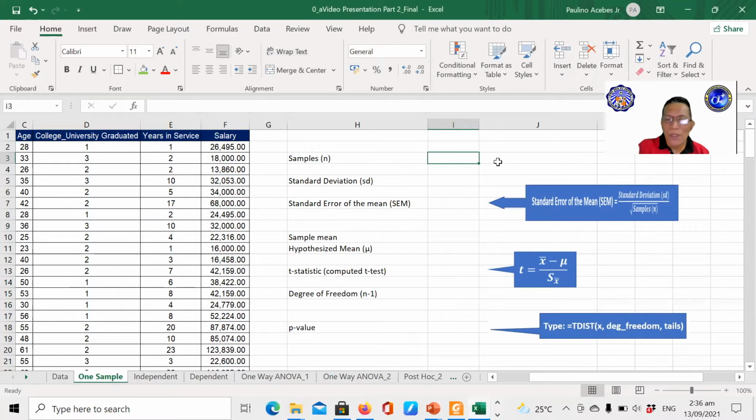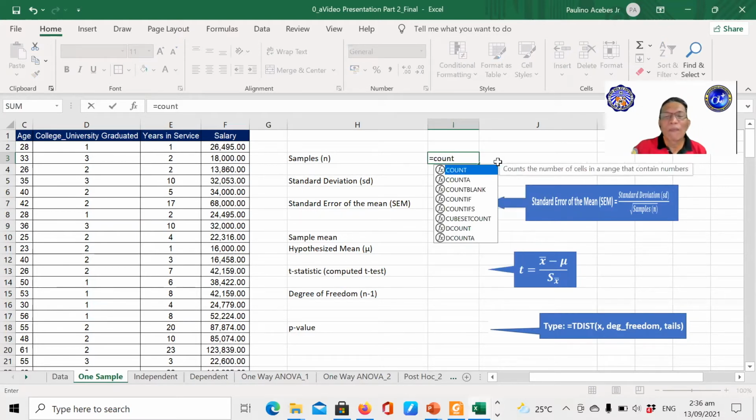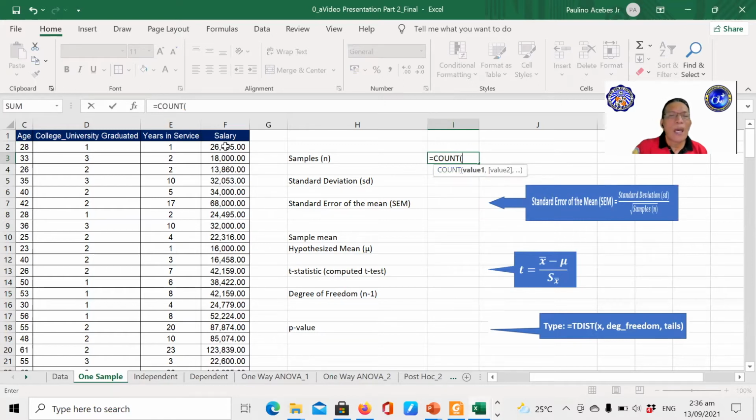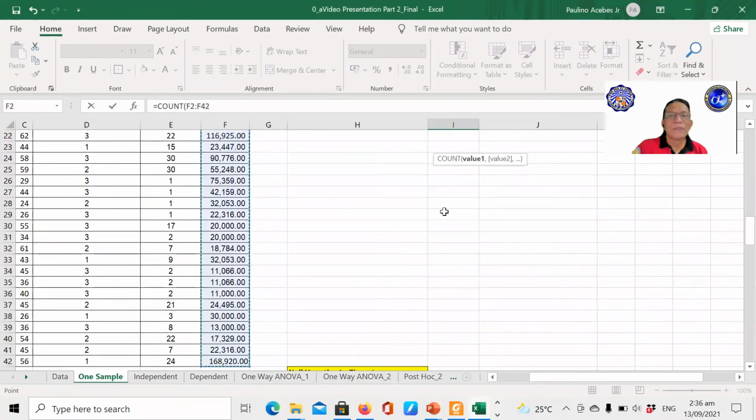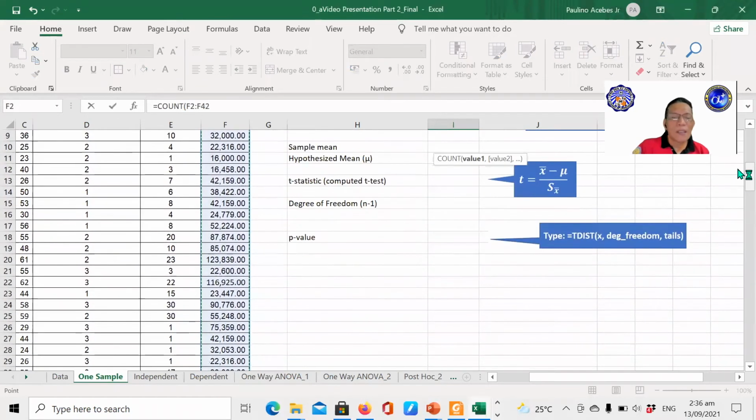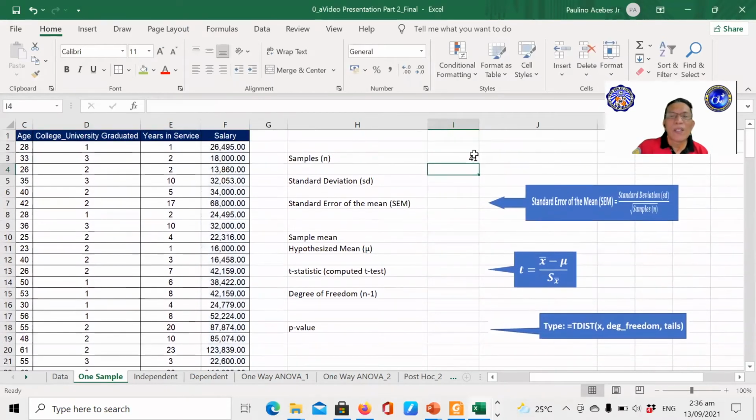Now, we are going to find out the sample size of the data. What we're going to do here is type equal and then count, and then highlight the salary. Then close, enter. Okay, so there are 41 samples here.